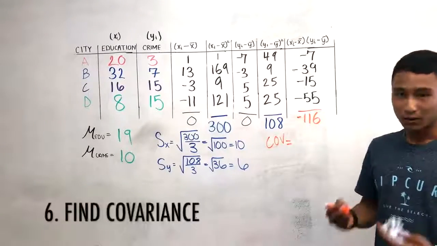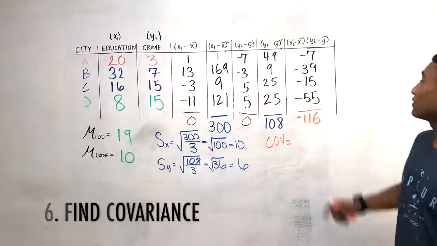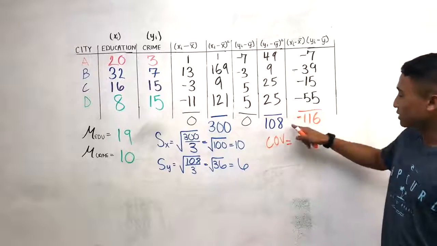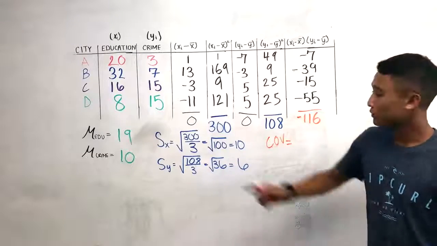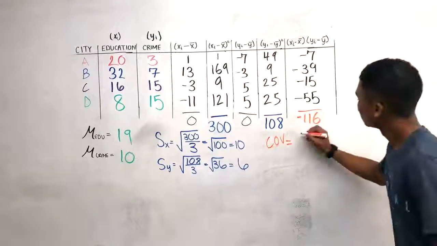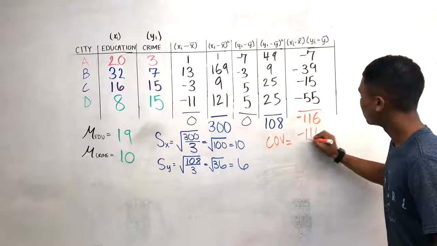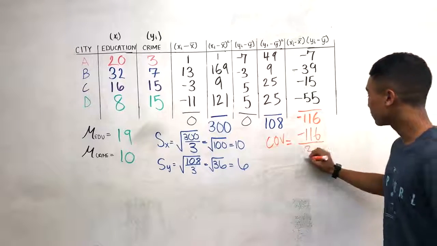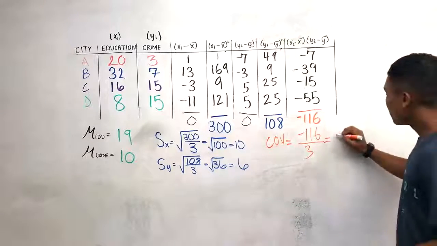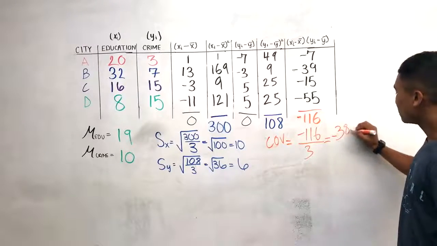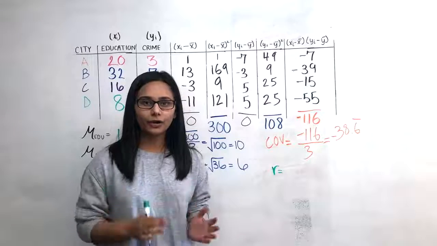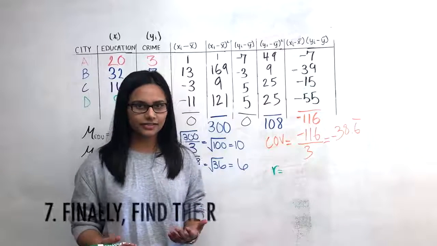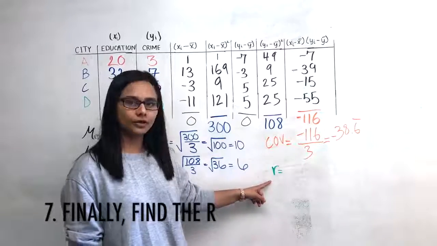Now we have to find our covariance. To find that, we're going to have to add this column up, which equals -116, and we're going to divide it by our degrees of freedom, which we've established is 3. So we're going to do -116 divided by 3, and that's going to be -38.6.